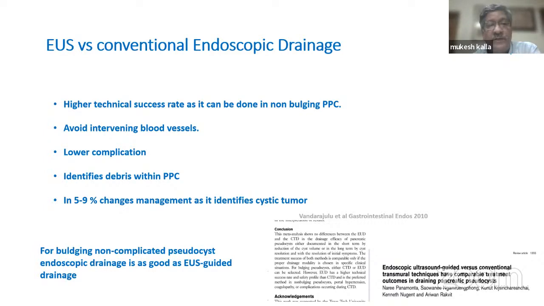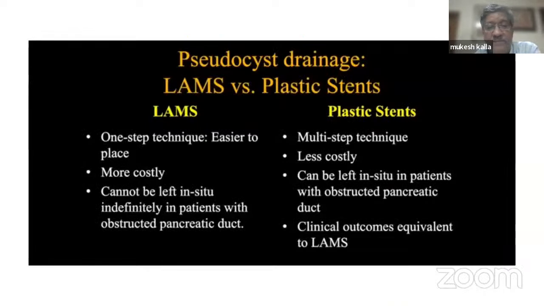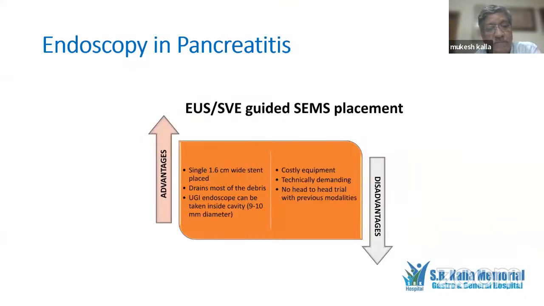Whether it should be an EUS or a conventional endoscope, there is no significant difference if there is a bulge, but if there is no bulge, preferably use an EUS. LAMS or no LAMS, LAMS is better than having a plastic stent.